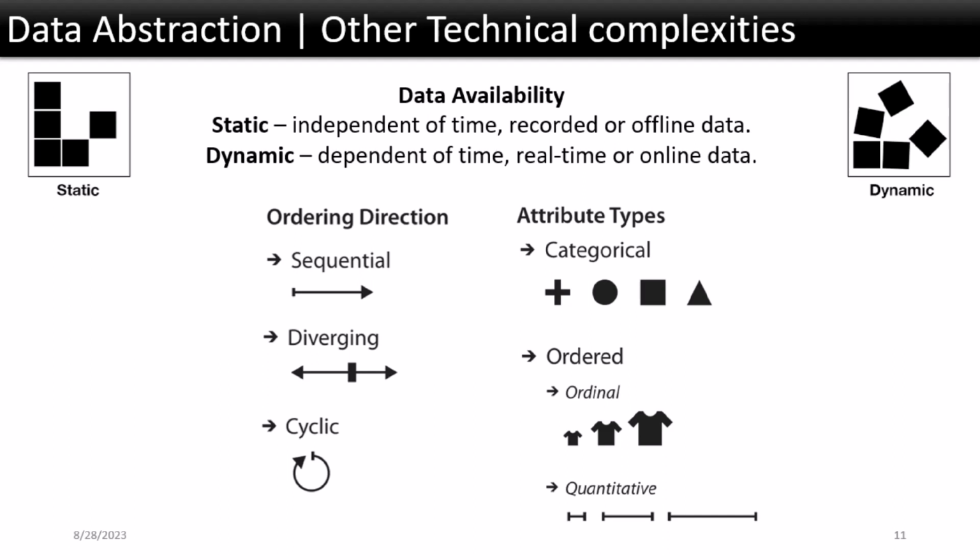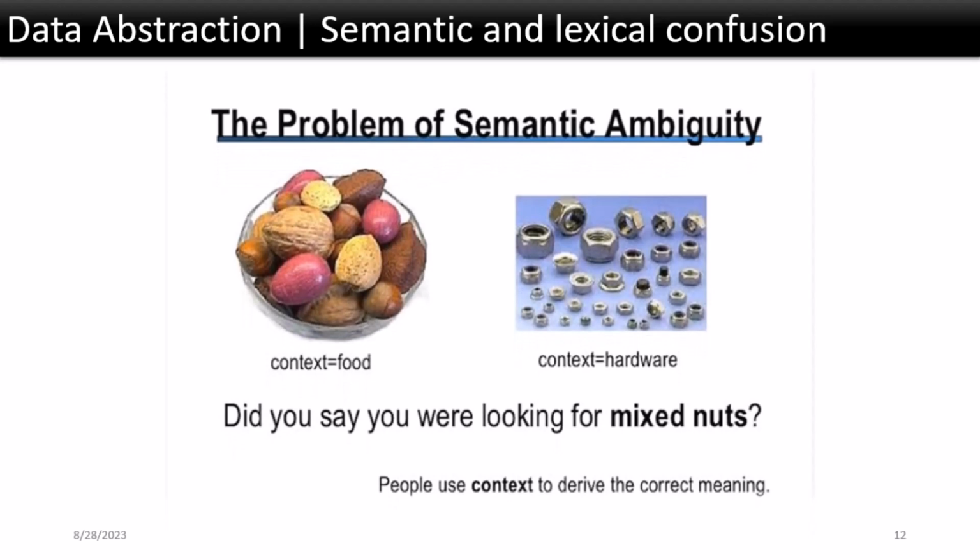Those things can be quantitative. So data are having this many complexities. There are also understandable perspective complexities involved in data abstraction. Those complexities are called semantic and lexical confusions. For example, the doctor saying to an engineering student to eat mixed nuts every day. Doctor knows edible nuts and engineer knows gears, gear nuts, or something like that.